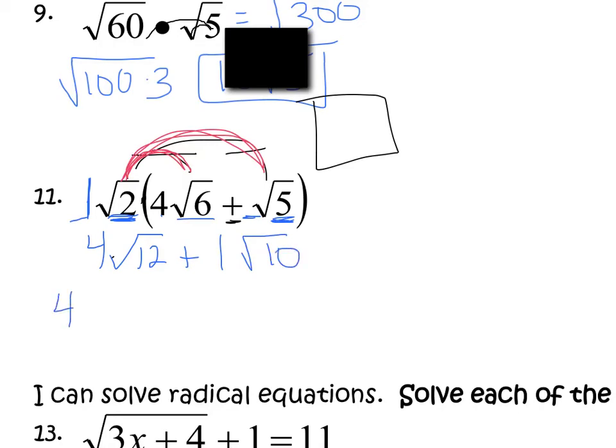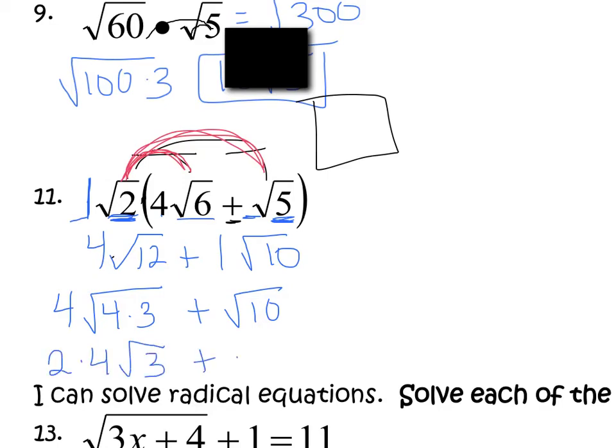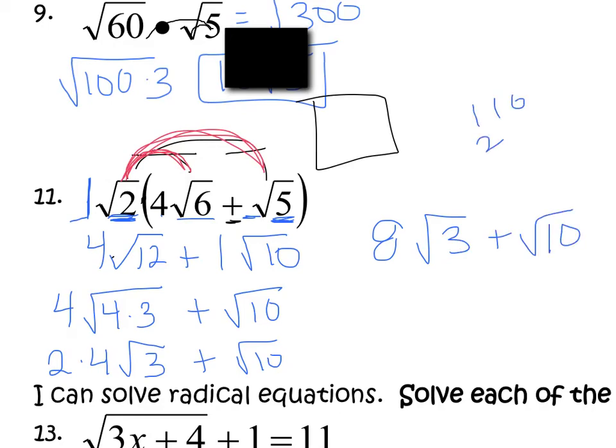Now, I know 4 square roots of 12 can be reduced because I've got 4 times 3 underneath there. I'm going to get rid of that 1 because it doesn't really need to be there. So I'll have 2 times 4 times the square root of 3 plus the square root of 10. 2 times 4 is 8. Square roots of 3 plus square root of 10. Factors of 10, 1 and 10, 2 and 5. None of those are perfect squares. So square root of 10 is as simple as it gets.